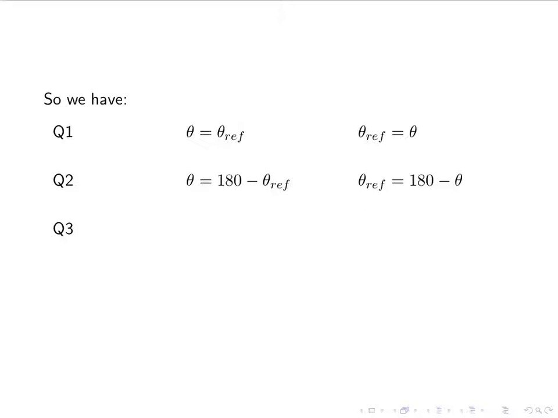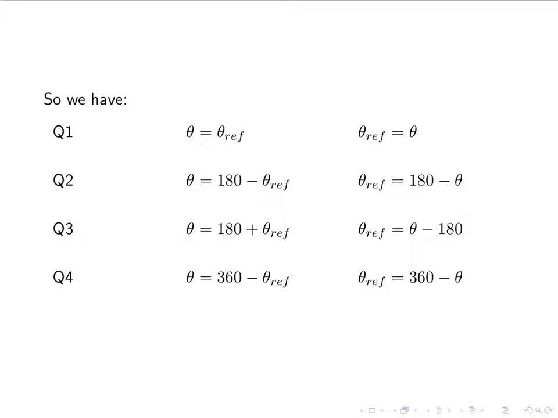If I'm in quadrant 3, then I have that theta reference is theta minus 180. And then solving for theta, I get that theta is 180 plus theta reference. And then quadrant 4, again, theta reference is 360 minus theta, and theta is 360 minus theta reference. If I add theta to theta reference, I get the whole circle, 360 degrees.